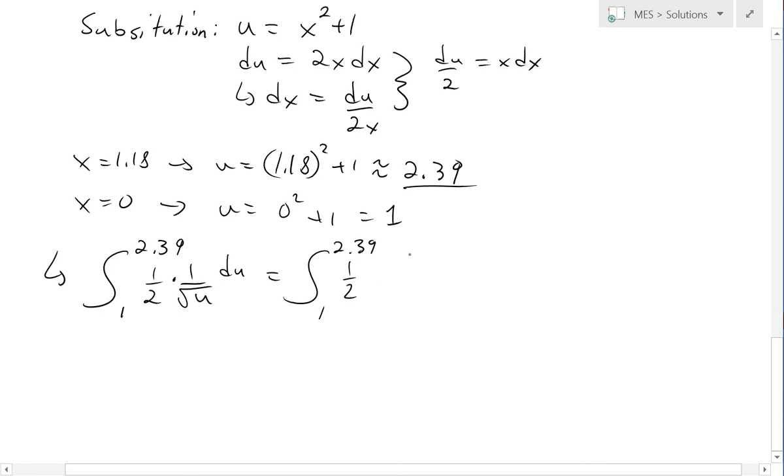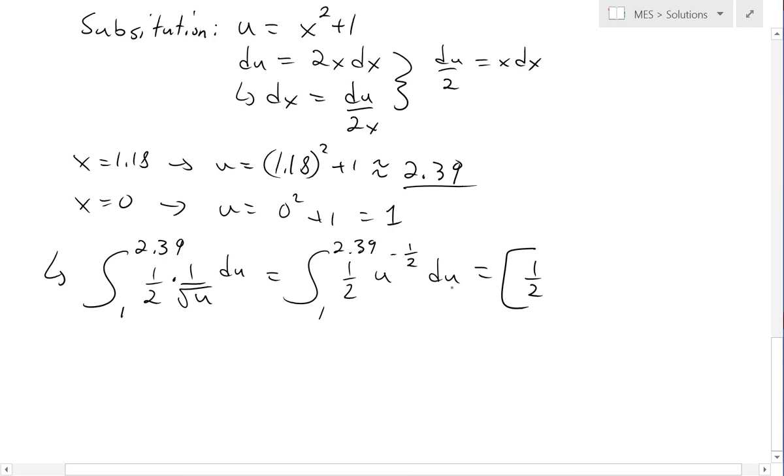From 1 to 2.39, 1 over 2. This u can also be written as u to the power of negative 1 over 2. And now when we solve the integral of this, we'll have 2.39. I should have written that bracket, but anyways, we'll write it like this.